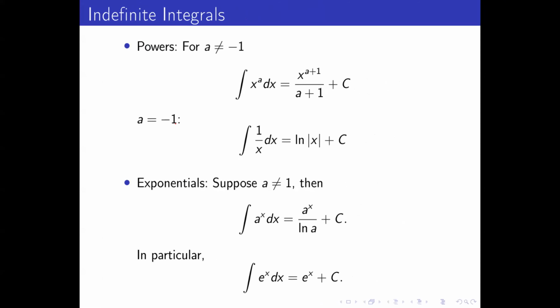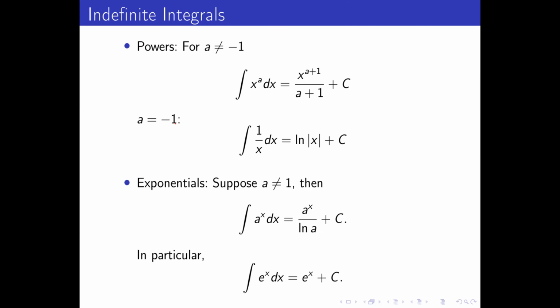And then for exponential, again, there's a special case that you have to exclude, when a is equal to 1, then you just have a constant function. So the antiderivative is x instead. So when a is not 1, the formula is here. The antiderivative of a to the power x is a to the power x divided by log a. And the particular case is when a equals e.